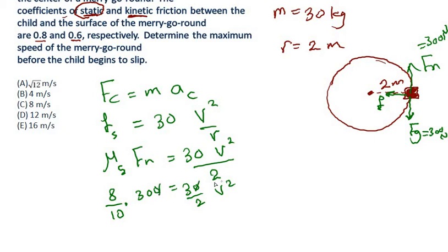Let's cancel the 0 with the 0 here, the 3 with the 30, and this gives 10. Then we cancel out the 10 and the 10. 8 is equal to v squared over 2. 16 is equal to v squared if you do the cross multiplication. Then v is equal to the square root of 16, or 4 meters per second.